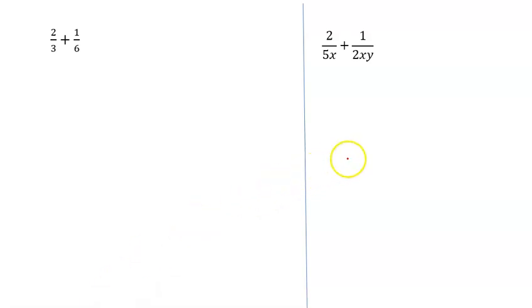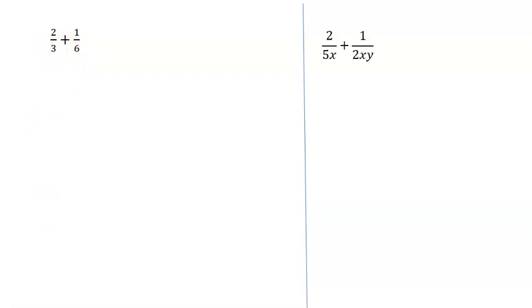In this video, we're going to look at how to add or subtract and multiply and divide fractions, and also rational expressions. Rational expressions look like fractions, but they have variables in there, for example, like this one here. So first, let's look at how to add fractions. And the steps are going to be the same for adding rational expressions.